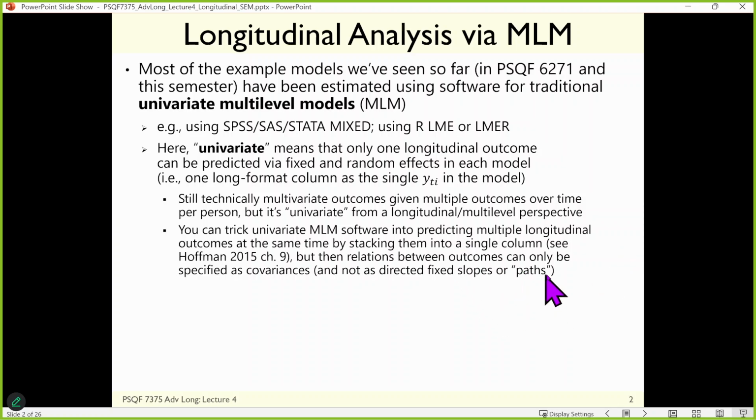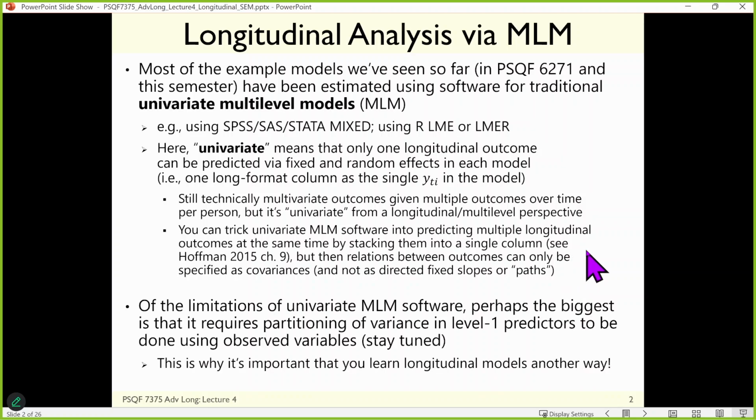I have not had much luck getting Stata to do these, or Elmer, because there's restrictions on what kinds of correlation patterns you can have. So the biggest one, though, is that the models that we've seen so far clearly delineate what is the outcome and what is the predictor.